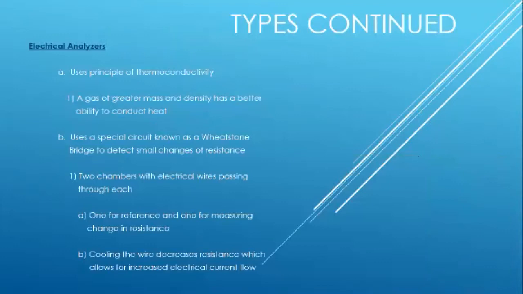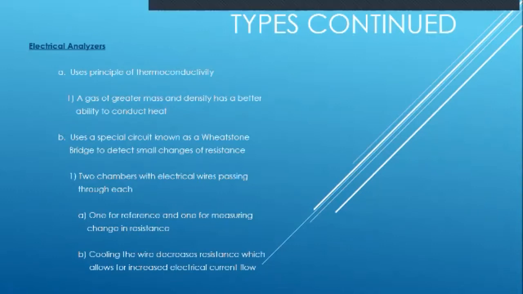A gas of greater mass and density has a better ability to conduct heat. Okay, that's just physically based on physics. It uses a special circuit known as the Wheatstone Bridge. So that is an important name there. The electrical analyzer uses a special circuit called the Wheatstone Bridge to detect small changes of resistance.